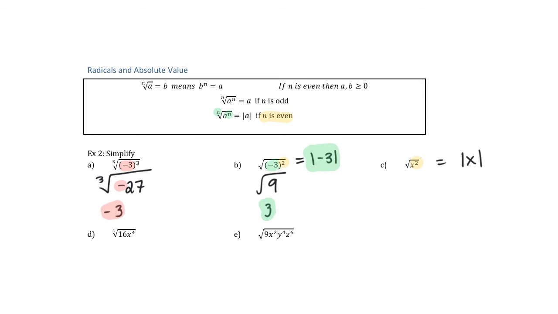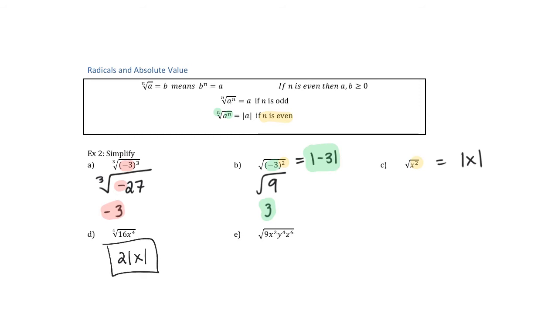Okay, let's do another one. The 4th root of 16: 2 times 2 times 2 times 2, that is 16. So the 4th root of 16 would be 2, and then the 4th root of x to the 4th is the absolute value of x.